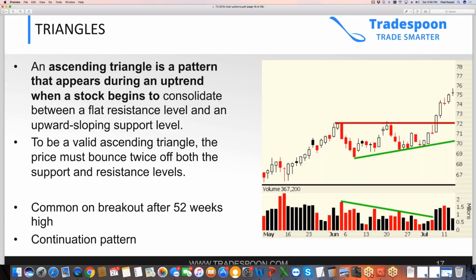If you know that an ascending triangle holds 70% of the time, then you know that once it breaks this overhead resistance on a larger volume, you have a breakout. Then 70% of the time you have this continuation pattern, and the stock or the ETF or index will continue to go higher. So, ascending triangle.